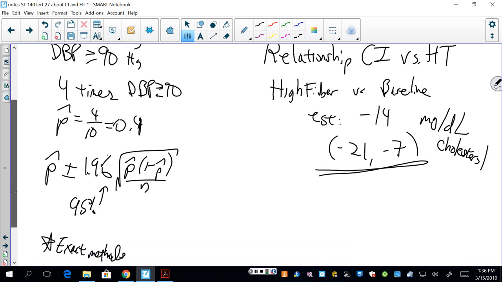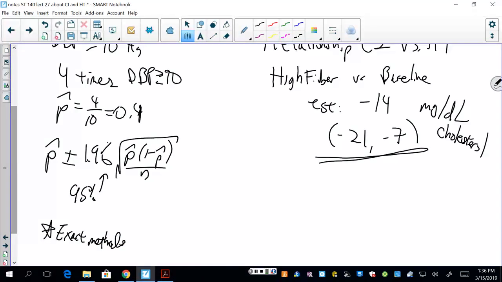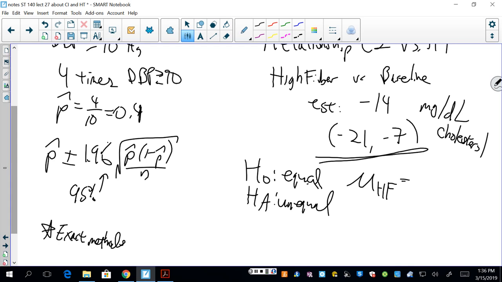So if we had tested that these things are equal, versus unequal, the equal means that the average cholesterol for high fiber equals the average for baseline, which would mean that the difference would be 0. This 95% interval doesn't cover that. 0 is not there. So based on that, we would reject.